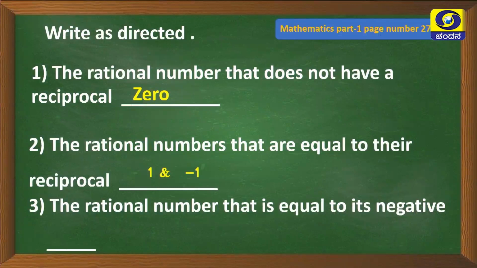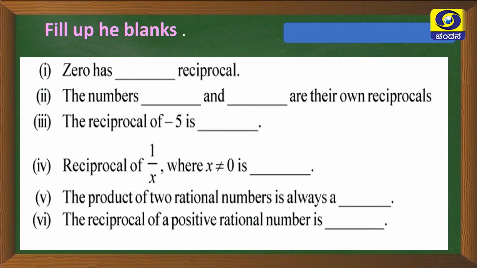The rational number that is equal to its negative. So, the rational number and its negative both are one and the same. Which is that number? Yes, it is nothing but 0. So, there are a few more questions in your textbook. You try to answer these questions. If you come across any doubt, please discuss with your teacher, children.